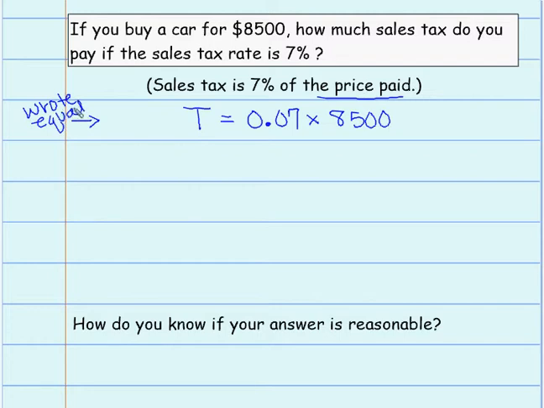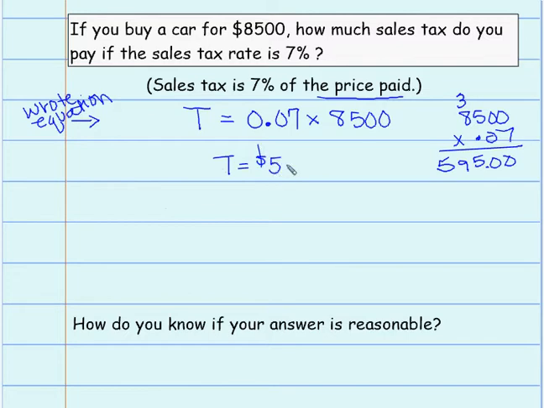You will be expected to write the equation also, then solve. Okay, so now we need to write 8,500 times 7%, 0.07. 7 times 5 is 35. 8 times 7 is 56. So 595 with 2 decimal points. So my tax is $595.